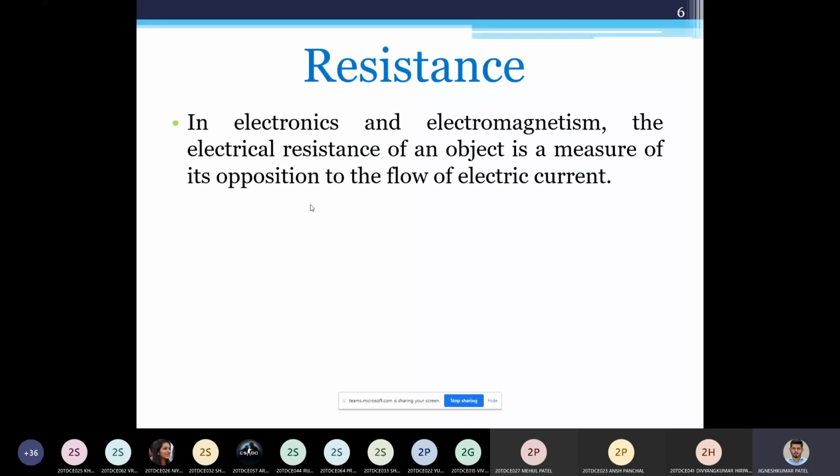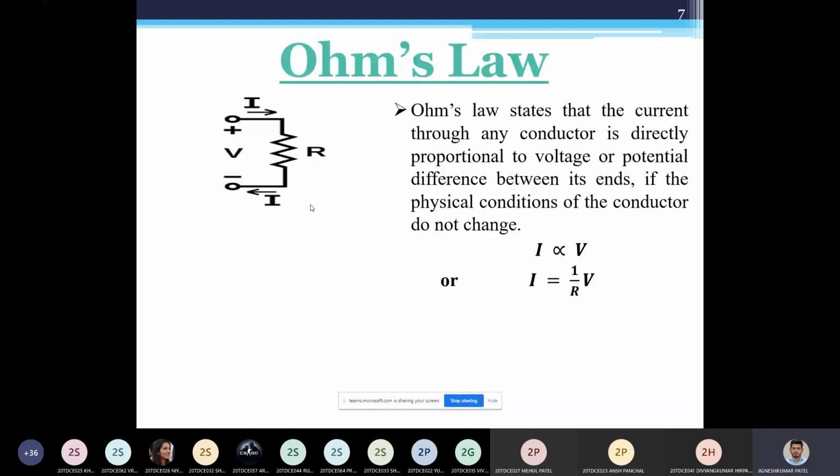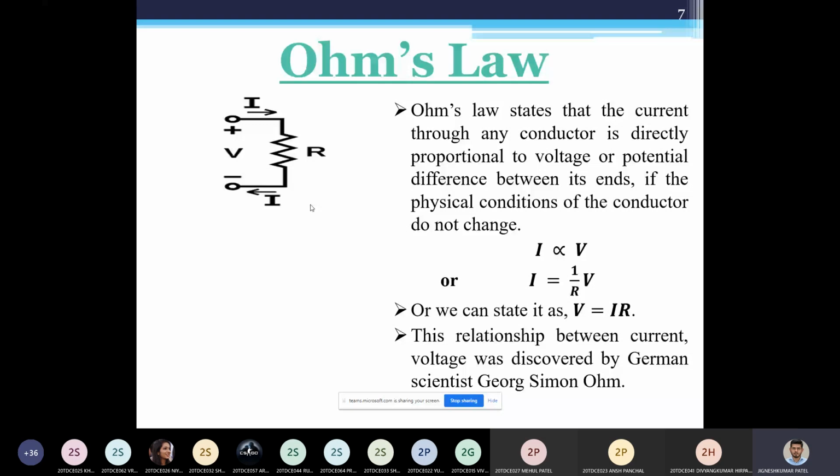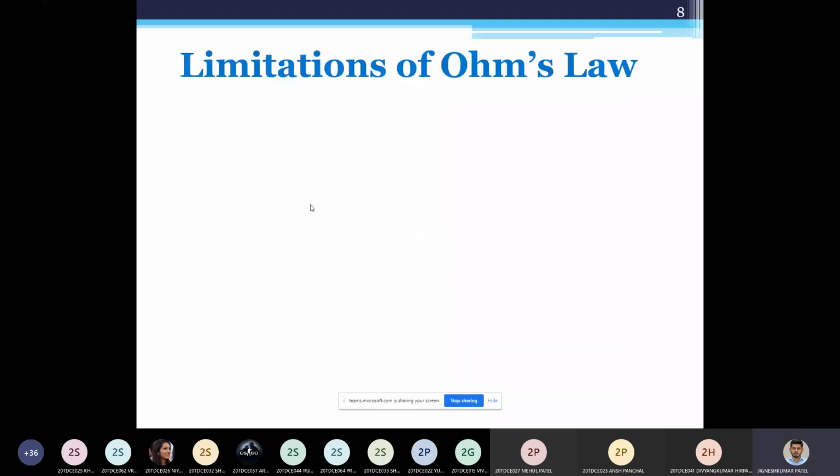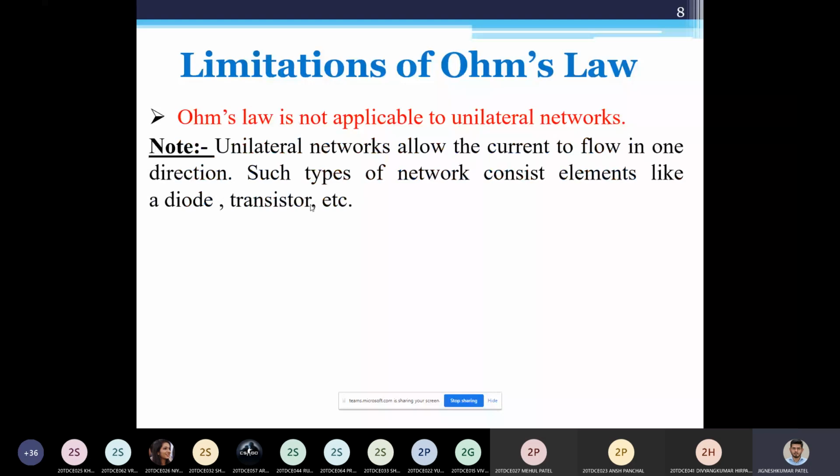Then we studied Ohm's law and how it works, V is equal to I times R. And we studied two limitations of Ohm's law. The first is that it is not applicable to a unilateral network, the networks which have a single direction of current flow. The other is a non-linear element present in the circuit, which won't follow Ohm's law.